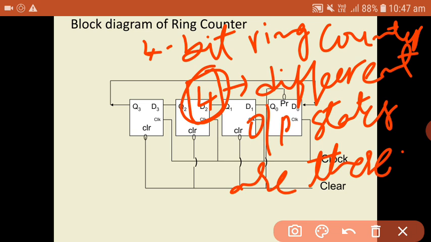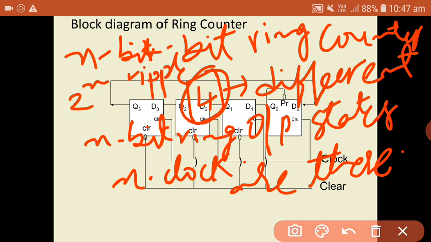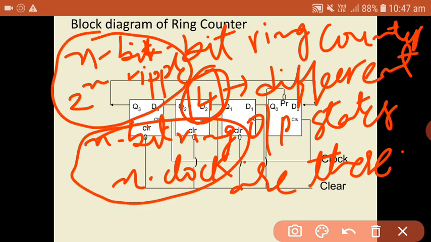In the case of n bits, an n-bit ring counter counts only n clock pulses, whereas an n-bit ripple counter counts 2 to the power of n clock pulses. So an n-bit ripple counter counts a maximum of 2 to the power of n clock pulses, whereas an n-bit ring counter counts only n clock pulses. That is the basic difference between a ripple counter and a ring counter.